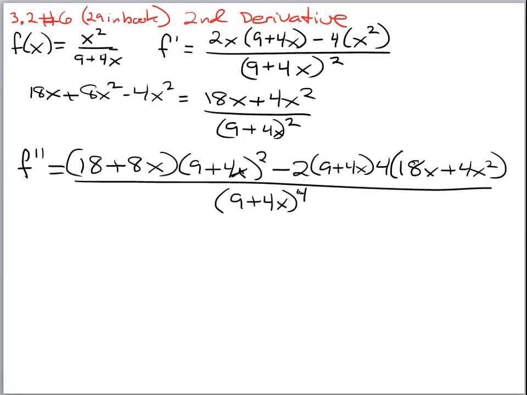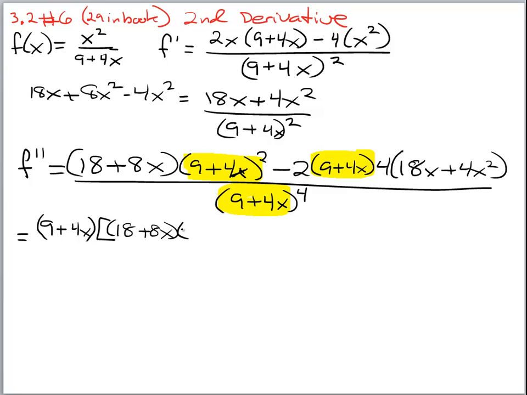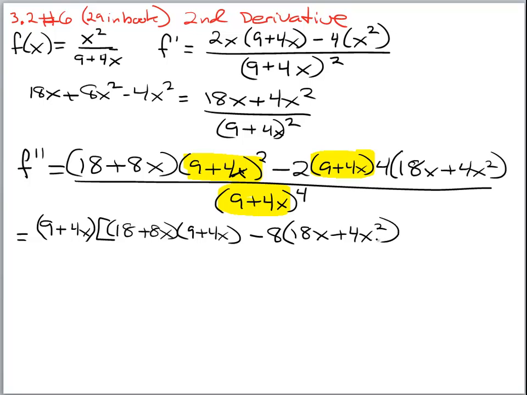At this point, it's just messy algebra. We need to clean everything up. You might notice that you have one of these in all pieces, right? So you can actually factor that out. So you're going to have 9 plus 4x times what's left over, which in this case is 18 plus 8x times just one more of them, right, because it was originally squared, minus, well, 2 times 4, so that's 8 times the 18x plus 4x squared. And then on the bottom, there's now just going to be 3 of them.